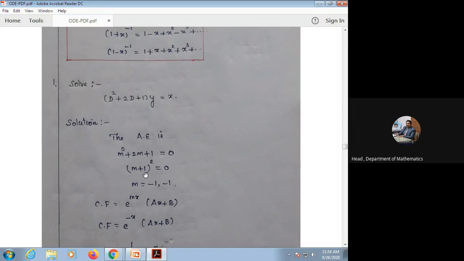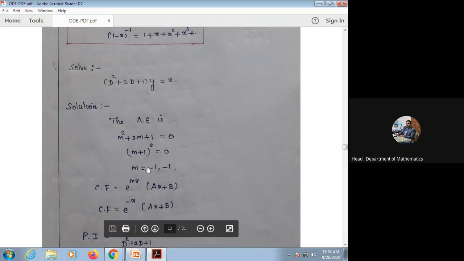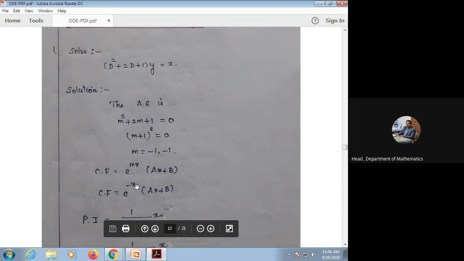Here there are two roots. (m plus 1) whole squared means (m plus 1) into (m plus 1). Therefore, comparing to 0, we get m equal to minus 1, minus 1. That is, the two roots are real and equal roots. Therefore, the complementary function formula is e power mx into (ax plus b). Here m value is minus 1. Therefore, the complementary function result is e power minus x, (ax plus b). This is the complementary function result.